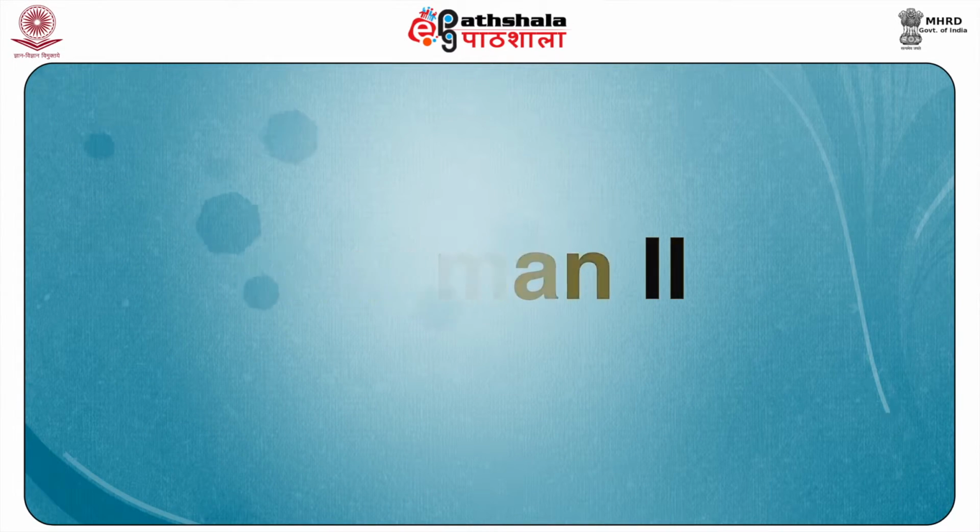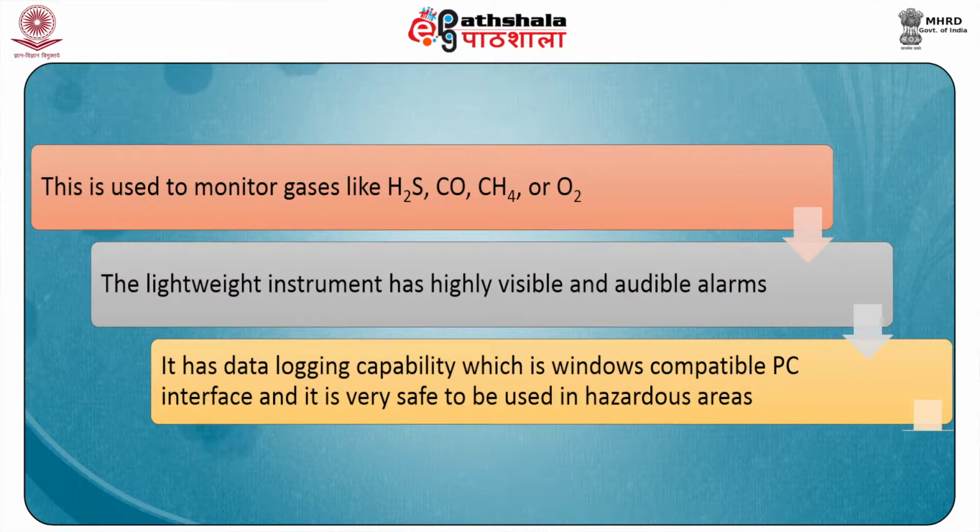Now, new approaches are suggested in order to overcome these difficulties, especially in those countries where investment and maintenance cost for these instruments are a major problem. Now you may ask me, what are the different kinds of instruments which can be used for continuous monitoring? There are different types of continuous monitoring instruments used for continuous measurement of indoor or outdoor pollution. The first is the gas sensor. This is used to monitor gases like H2S, CO2, CH4 or oxygen.